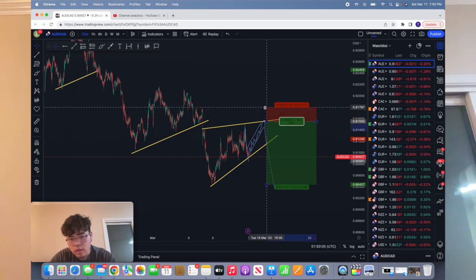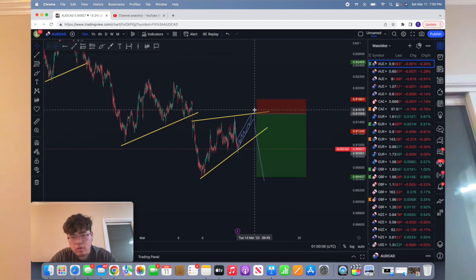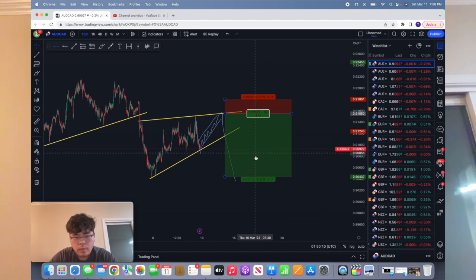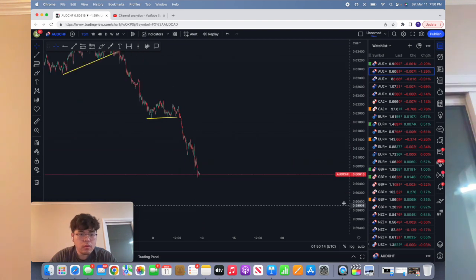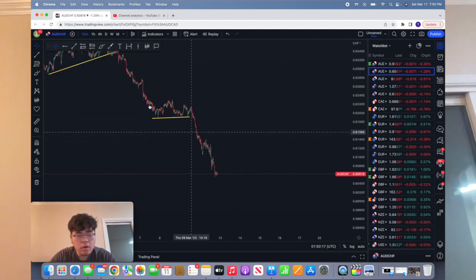And usually in this case I will give it about 25 pips for an SL, and then we can kind of see a 1-to-4 ratio. So same thing in here.